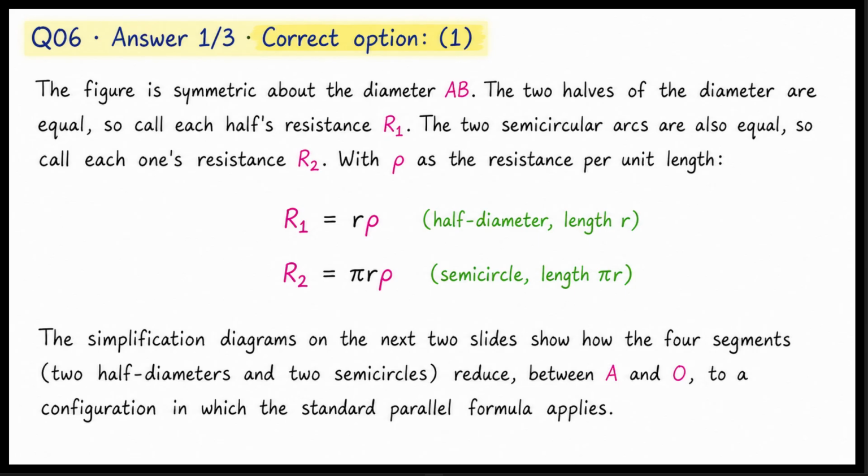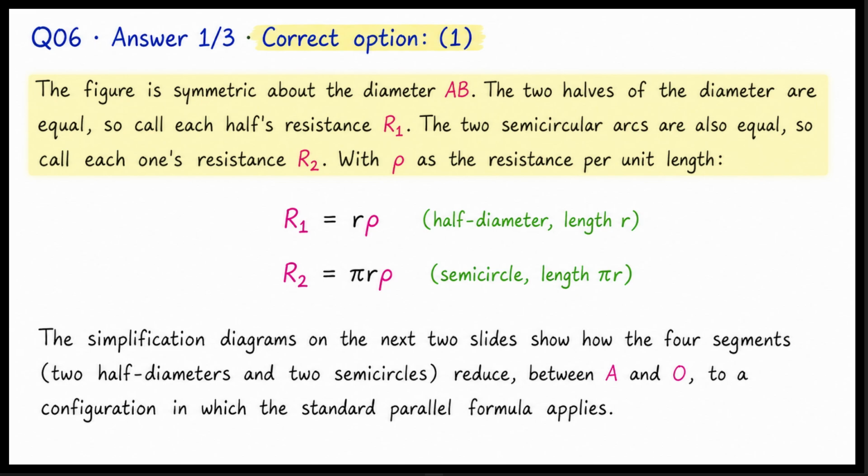The answer is option 1, the bracket (π+2)/(π+4) all times rρ. Here's the reasoning. The figure is symmetric about the diameter OB. The two halves of the diameter are equal, so call each half's resistance R1. The two semicircular arcs are also equal, so call each one's resistance R2.